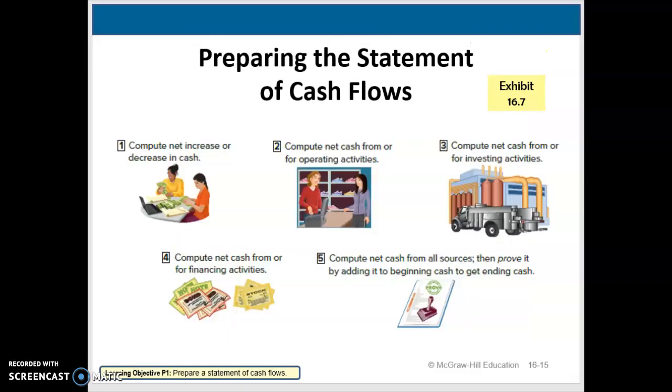All right, so we are going to be looking at a few different steps to do the statement of cash flows. First, we're going to compute the net increase or decrease in cash. We want to know, what did cash change from one period to the other? Then we're going to be looking at the net cash from, which is a positive amount, or used by, a negative amount, operating activities. Do the same thing for investing and then financing. Then we're going to compute the net cash flow from all sources and prove it or check it by adding it to the beginning cash balance and getting the ending cash balance, and they should tie together.